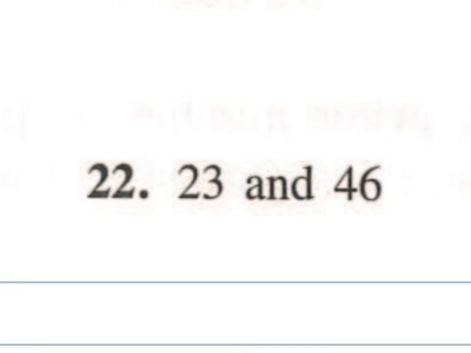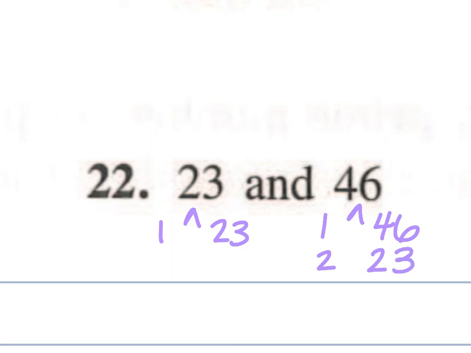For 22, we have 23 and 46. So the 23 is 1 and 23. And that's it, because it's prime. And then for 46, we have 1 and 46, 2 and 23. So the greatest common factor there is the 23.